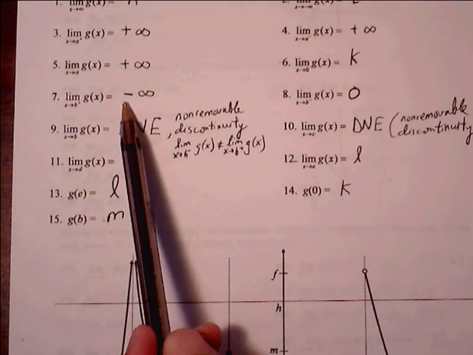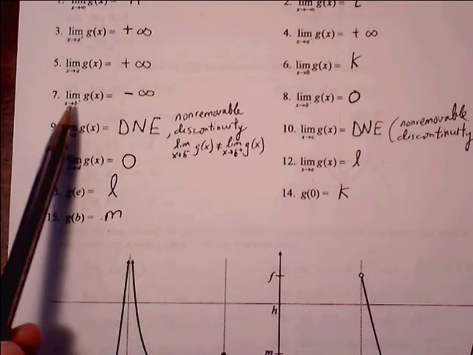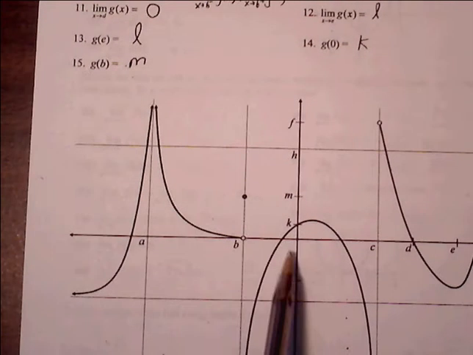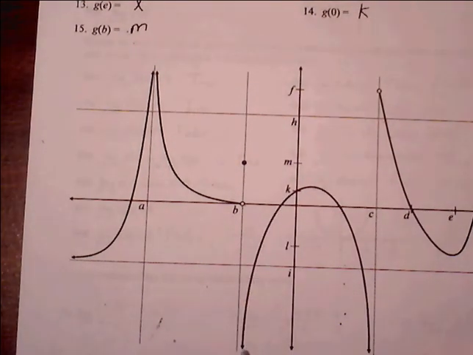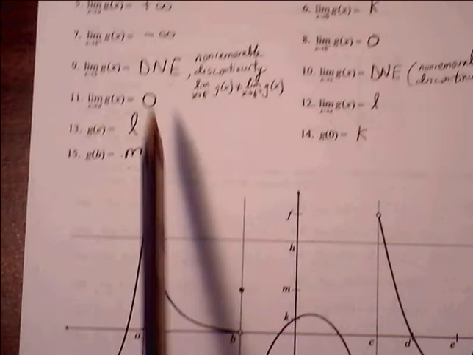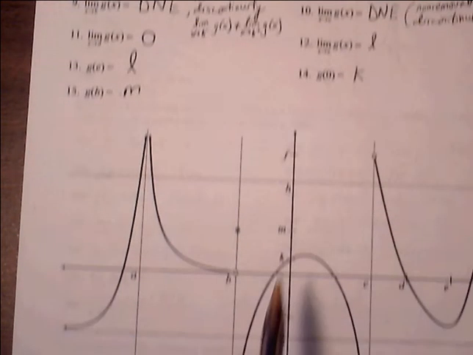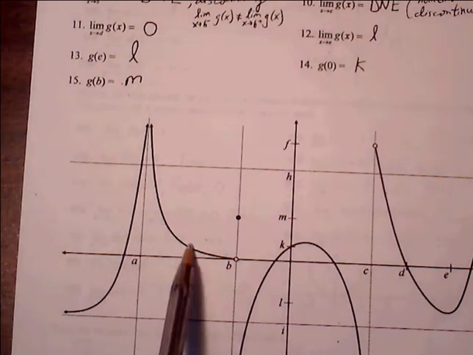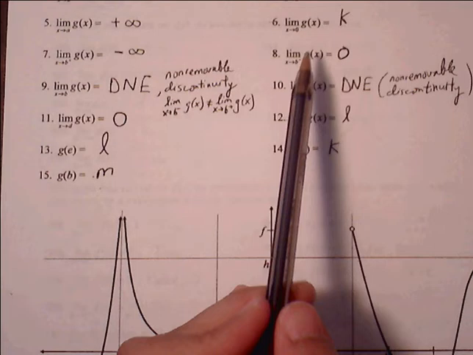As we approach B from the right side of B, here's B right here. We're choosing the right branch, and we see the right branch is shooting down to negative infinity. Okay. As we approach B from the left side of B, we're following this branch, and we see the graph is heading towards a y value of 0.